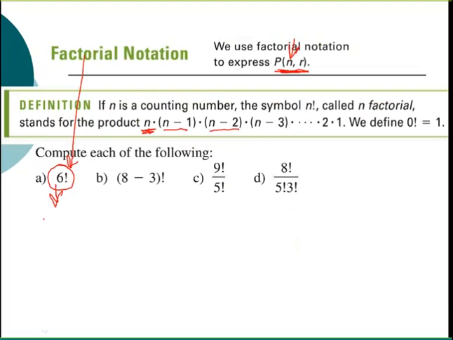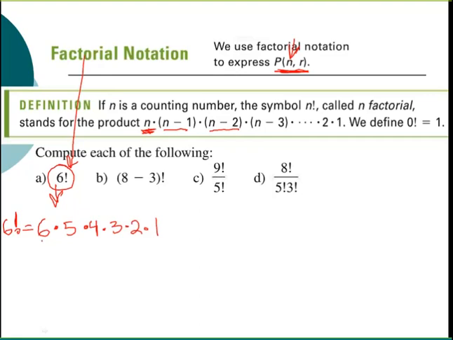I have 6 factorial, and so we have 6, and then the next smaller number, you multiply by that, which is 5, and then you keep working yourself all the way down until you get to 1. So 5 times 4 times 3 times 2 times 1. This is what 6 factorial means.